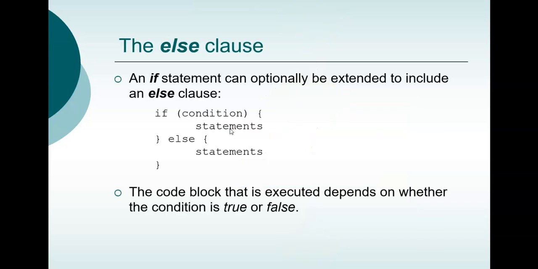Now, we can have the else clause also. An if statement can optionally be extended to include an else clause. So here we have the condition. If the condition evaluates to true, we run this statement. If it evaluates to false, it means the else part, we run this statement. So assuming I say that if the gender is male, run here. Else, meaning the gender is not male, then we run here. So the code block is executed depending on whether the condition is true or false.